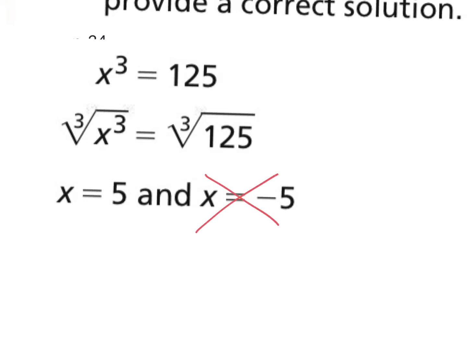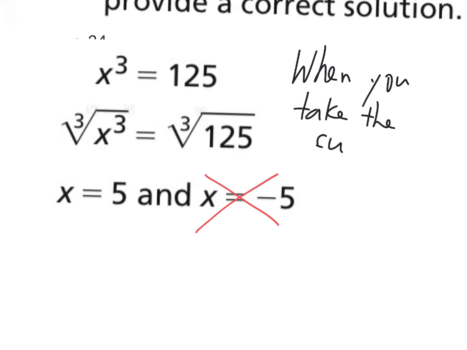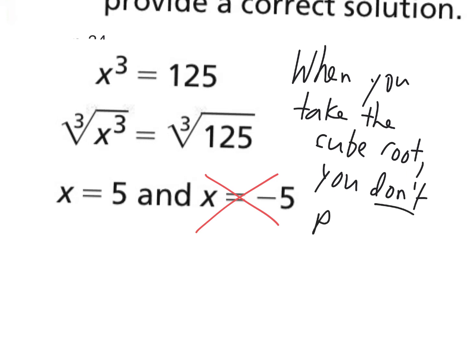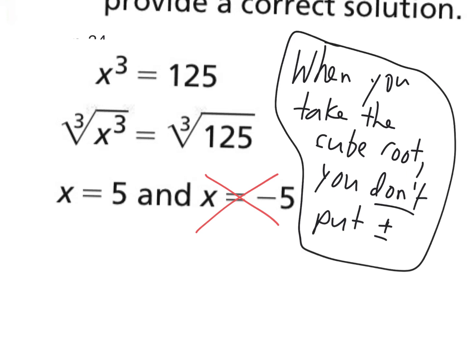this part we don't need, because when you take the cube root, you don't put plus or minus. So they kind of had opposite problems here. The last person didn't put plus or minus, and they should have. This one put plus or minus, and they shouldn't have. So the answer should have just been x equals 5 only.